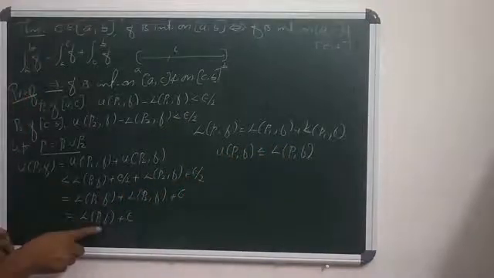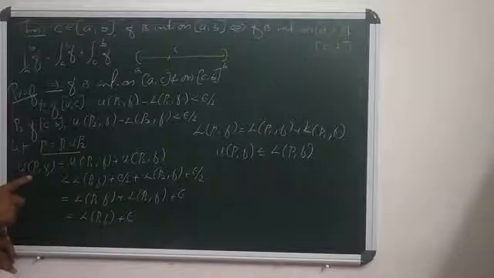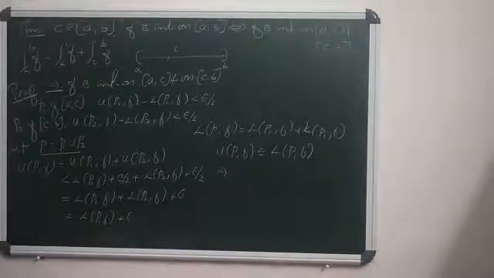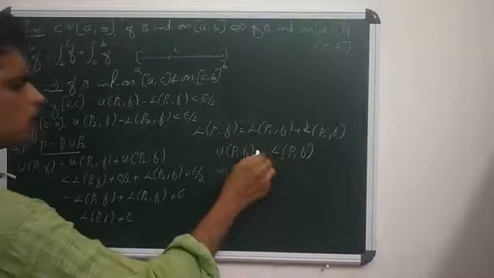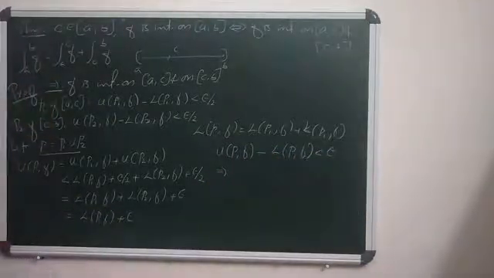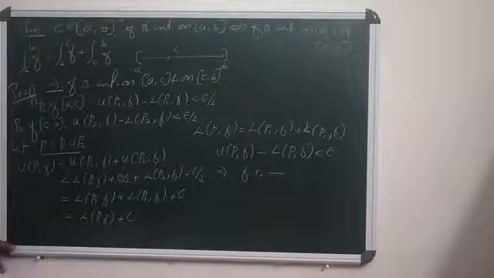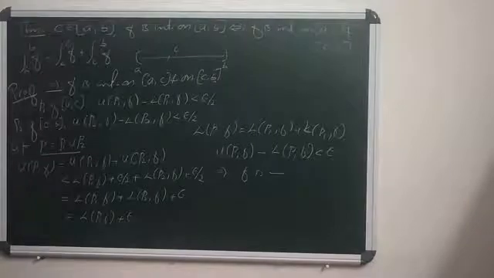U(P,f) is strictly less than L(P,f) plus epsilon. That means, since epsilon is arbitrary, U(P,f) minus L(P,f) is strictly less than epsilon. U(P,f) minus L(P,f) strictly less than epsilon means f is integrable on the closed interval [a,b] for the partition P. So the first part is finished. When f is integrable on both closed intervals [a,c] and [c,b], we prove that f is integrable on the closed interval [a,b].